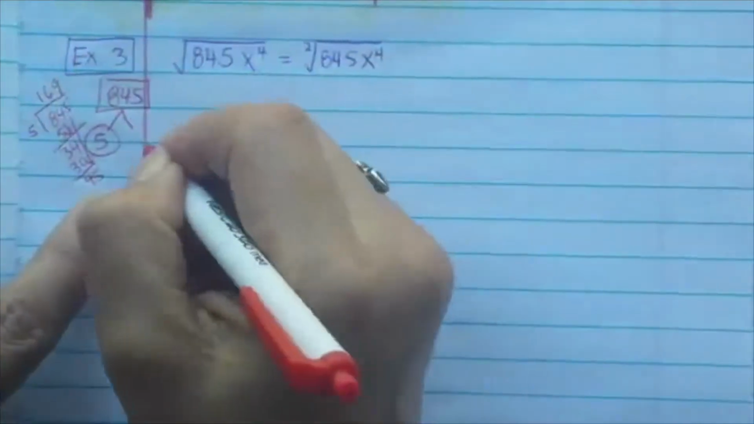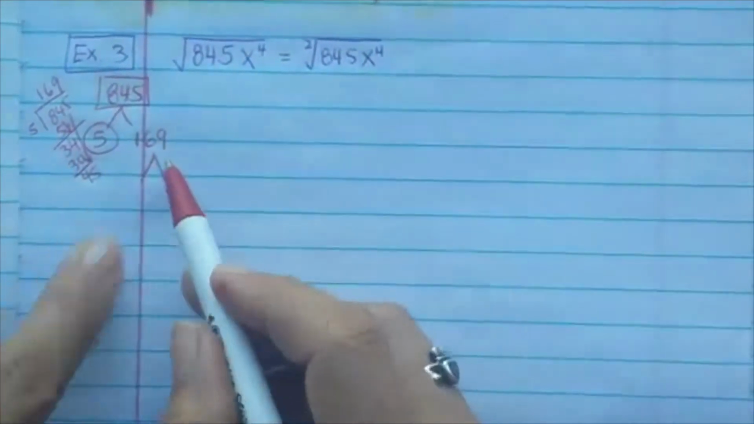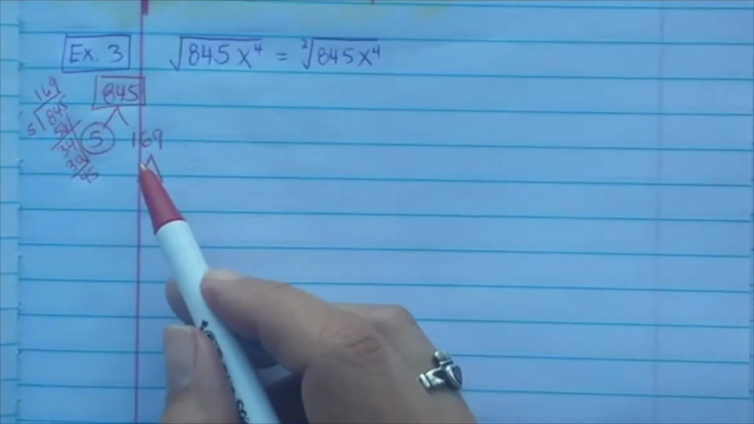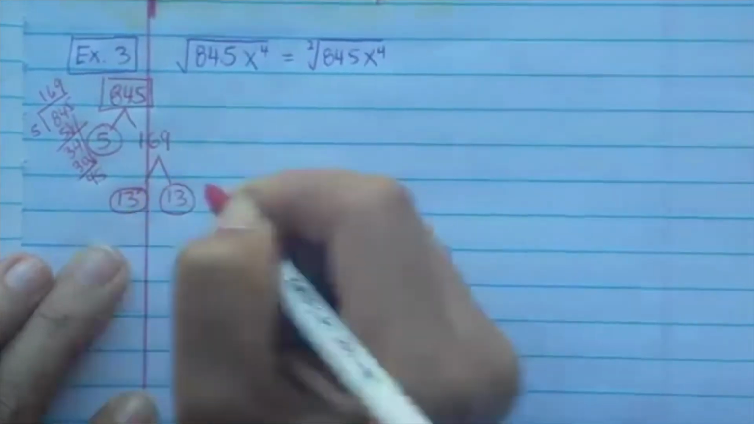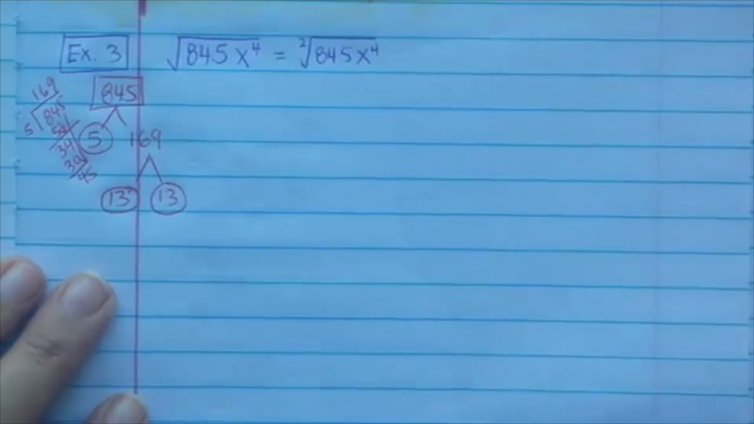So it goes 169 times. Now we're going to break down 169. I know that's 13 times 13, but if you don't, you'd have to find out what it is. So 5 times 13 times 13 is going to be 845.